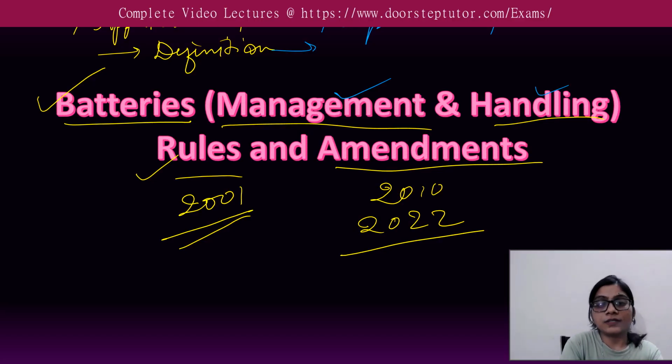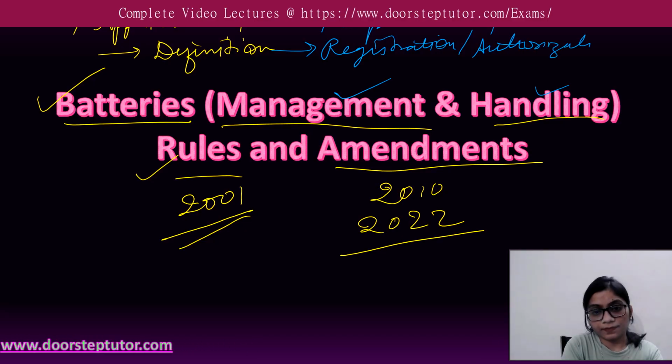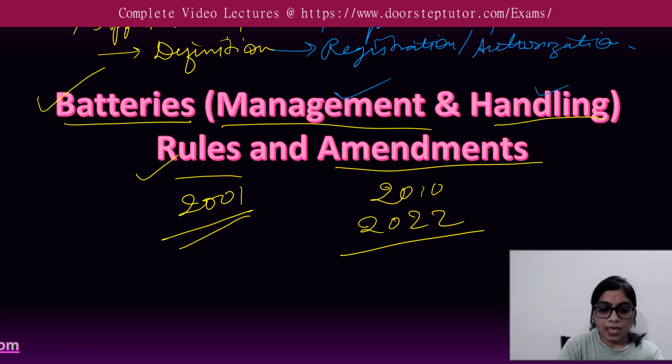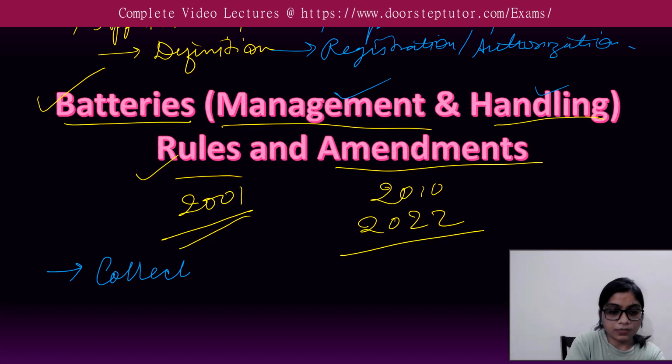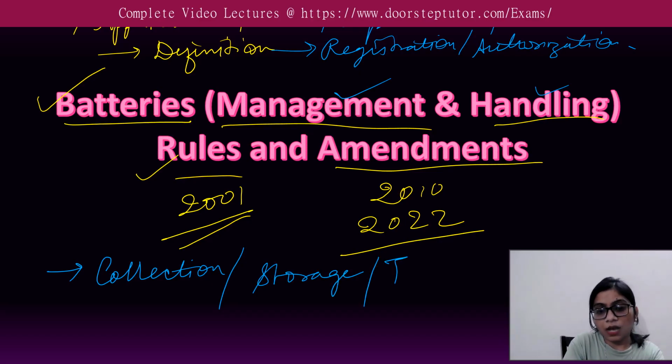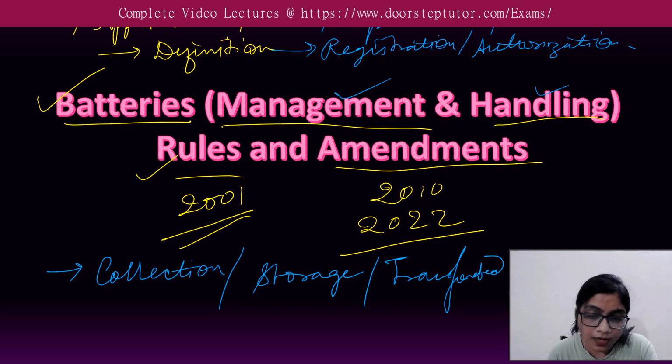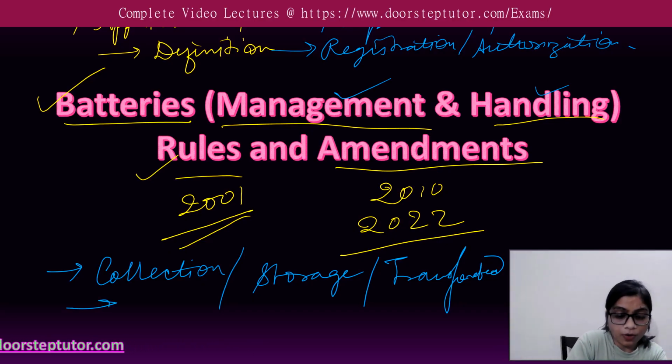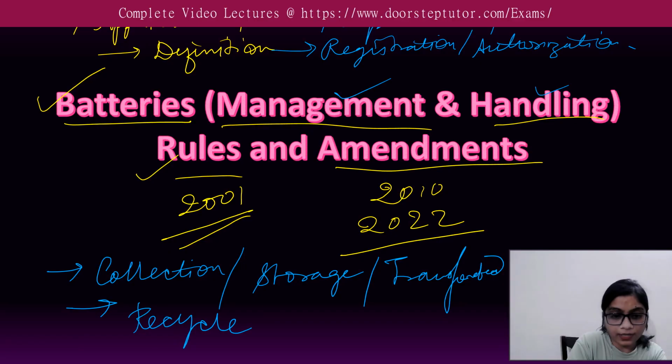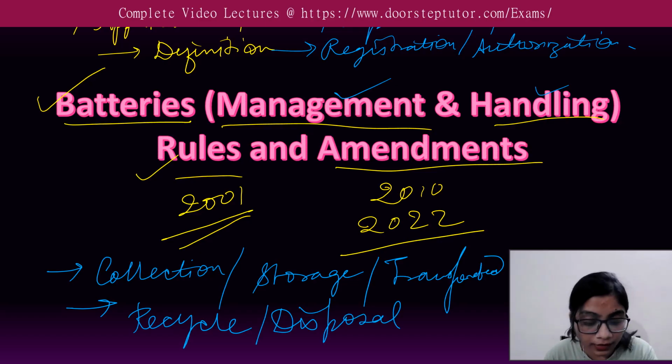And then we'll see what is the process of registration or authorization. And then we'll also see how these battery waste are collected. So we'll see the collection part, we'll see the storage part, and how they are basically transported. That is also what we are going to see in this. Plus, there are also certain provisions of how you can actually recycle them and dispose them off. So we'll also see the disposal of it.